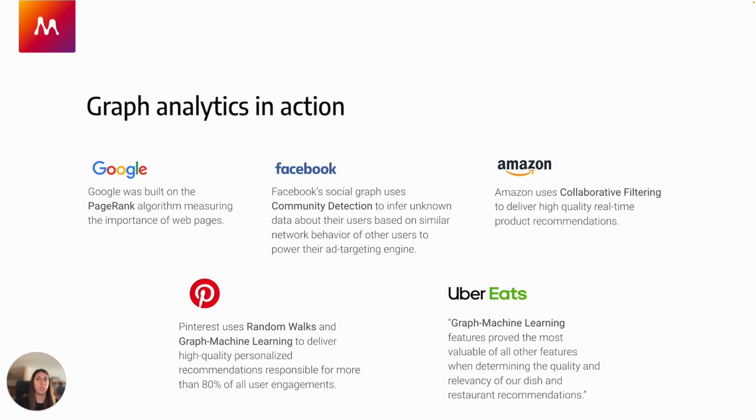As I mentioned, Google uses PageRank to measure the importance of web pages. Then we all know about Facebook. They use community detection algorithms to detect which users are similar, and based on that, they can give you more tailored ads. Also, Amazon uses collaborative filtering. We didn't talk about this yet, but it's another type of algorithm for recommendation. Pinterest uses advanced graph machine learning to give you more personalized recommendations, as well as Uber Eats.